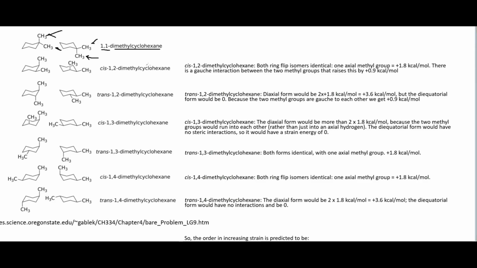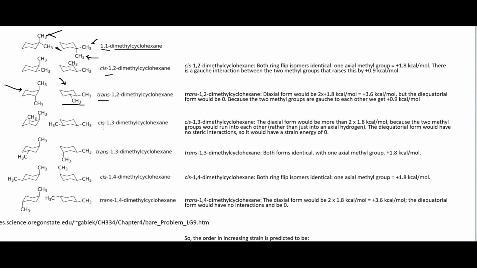But then when we get to the substituents being on different carbons, we can have the cis-1,2 and trans-1,2. So the cis-1,2-dimethylcyclohexane, both ring flip isomers are identical, so we will always have one in the axial and one in the equatorial here. Where with the trans-1,2-dimethylcyclohexane, we have one where both of them are in the axial and one where both are in the equatorial. And so this one here is going to be much more favored over the other.